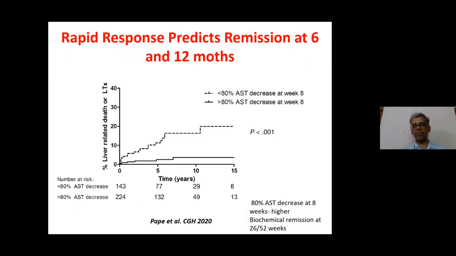Your response, which is seen in the initial 8 weeks, has a very important role and helps you in predicting how your patient is going to do in the long run. So those patients who with initial immunosuppression have an 80% reduction of the AST levels do very well in the long run, as compared to those who do not have an initial response to the induction regimen.